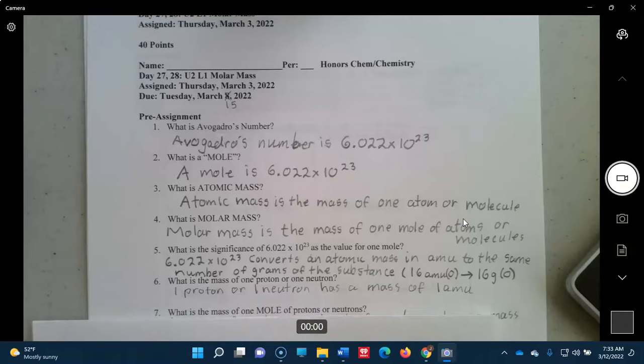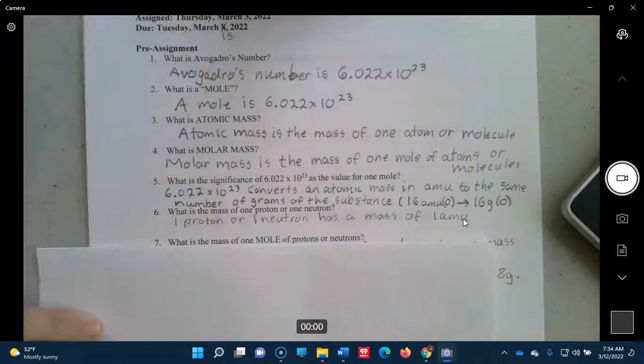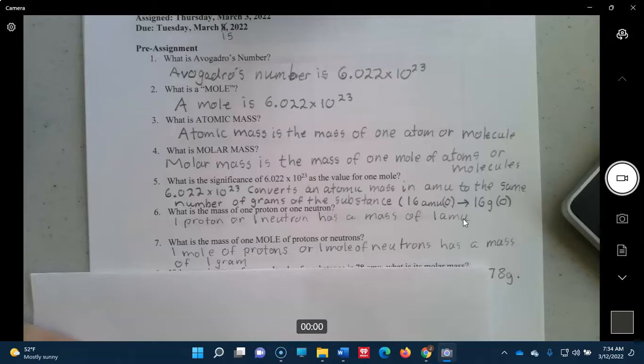What is the mass of 1 mole of protons or neutrons? So adjust my camera here a little. So you have 6.022 times 10 to the 23rd protons or neutrons. It's going to be 1, but 1 mole of protons or 1 mole of neutrons has a mass of 1 gram. So it converts it to grams, something that we have scales to weigh, scales that are calibrated in grams. So that's the significance of the mole.